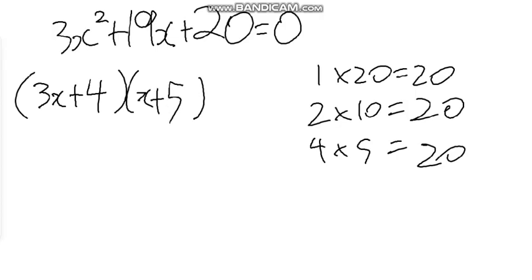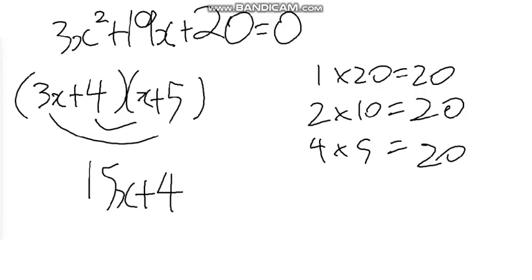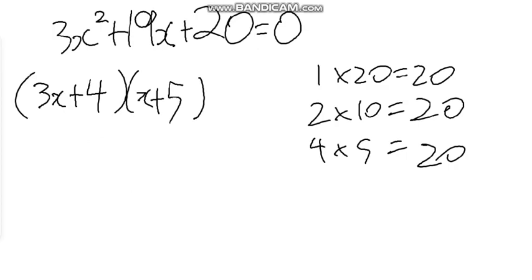4 and 5. If we put them, 15x, since we multiply this and this, 15x plus 4x equals 19x, and there you have it. It's 4 and 5. Those two numbers are the answers. So (3x plus 4)(x plus 5) equals 0.